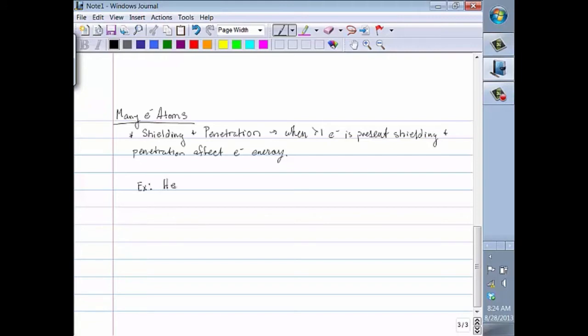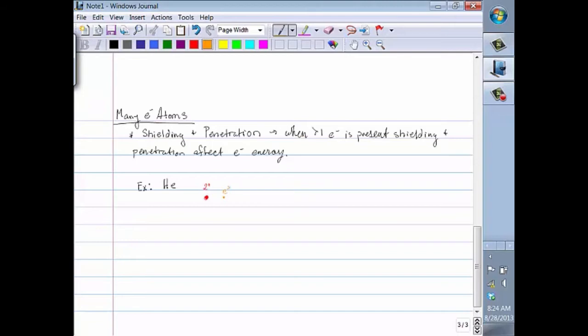So if you have a helium nucleus, I'm going to draw my helium nucleus in red. That helium nucleus has a 2+ charge. Helium has 2 electrons. But let's talk about when we just add 1 electron into this system. So I'm going to put my electron here.